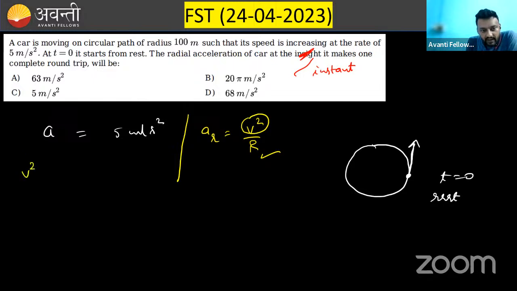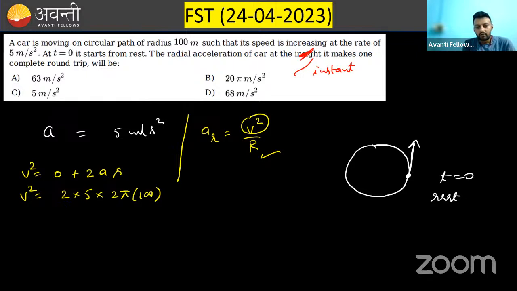So v square is equal to, it is starting from rest, that is 0, plus 2as. So v square is equal to 2, acceleration is 5, and distance moved is 2 pi and r is 100 meter. Can you see that? 2, a is the acceleration which is 5, and s is the displacement. Displacement in one complete round is 2 pi r.